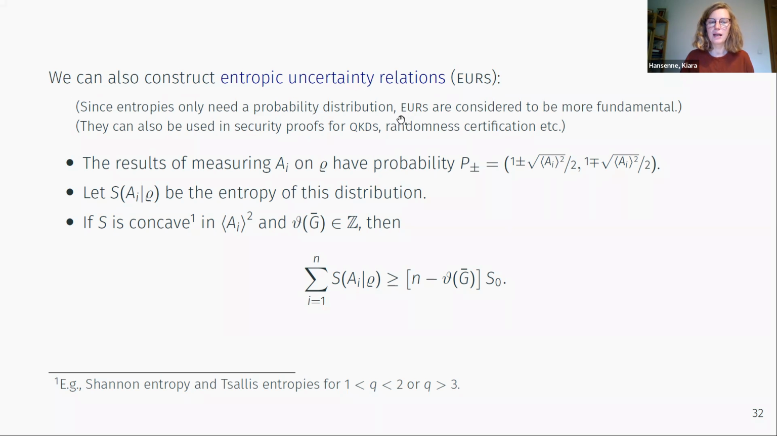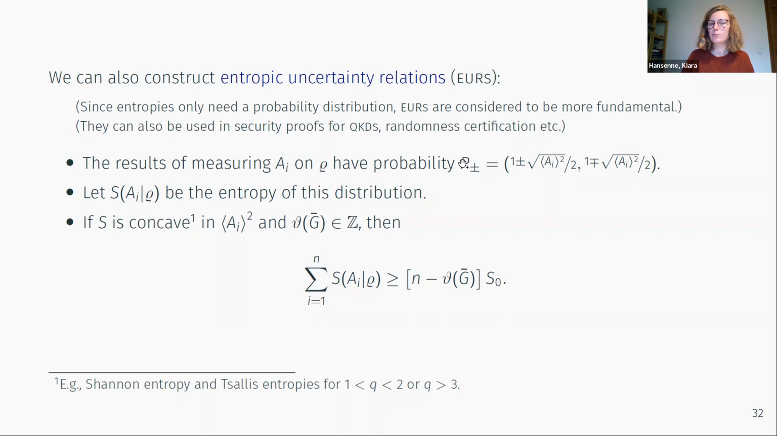That's why people like entropic uncertainty relations in general, because they are considered to be more fundamental, as they don't depend on the actual measurement outcome, but just the statistics. That's on a fundamental level, but they are also useful because they were used in security proofs for QKD, randomness certification, and so on. So they also have some more practical applications.